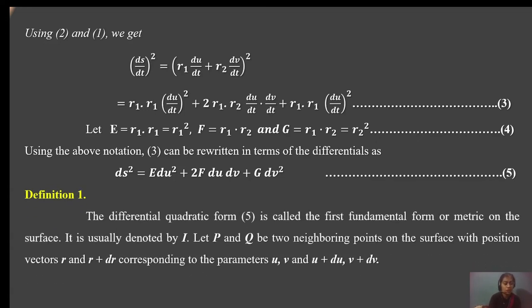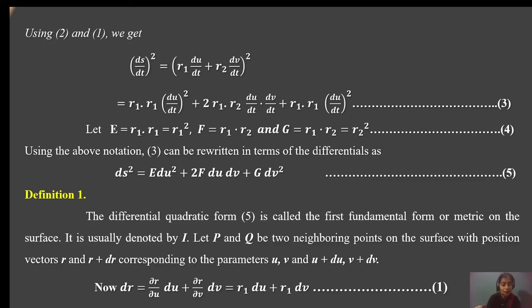Definition: this is equation 5. The differential quadratic form 5 is called the first fundamental form, or metric, on the surface. It is usually denoted by I. Let P and Q be two points on the surface with position vectors R and R plus dr, corresponding to the parameters (u,v) and (u plus du, v plus dv). Now dr equals del r/del u du plus del r/del v dv, which equals r1 du plus r2 dv. This is the first equation.